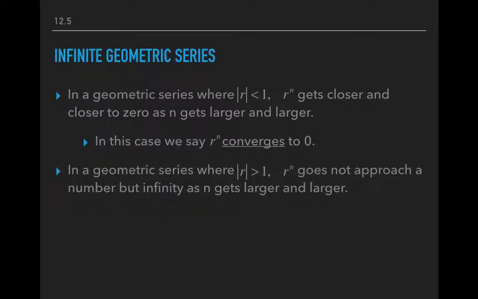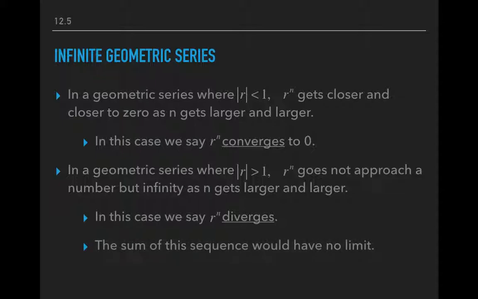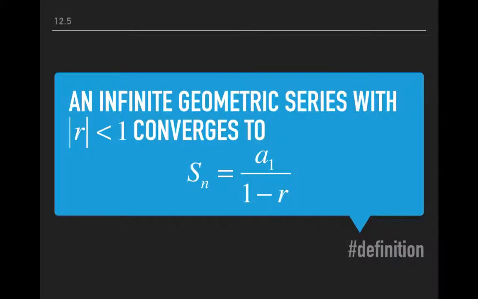Now, conversely, if the absolute value of your rate is greater than 1, like -5 or 10, it is not going to approach a number, but it's going to go to infinity. It's never going to approach something and get closer and closer. It's just going to grow exponentially. And we call that diverging because it's not going towards something, it's just going off, diverging. And if you tried to add all the terms here, you wouldn't be able to. It does not have a limit.